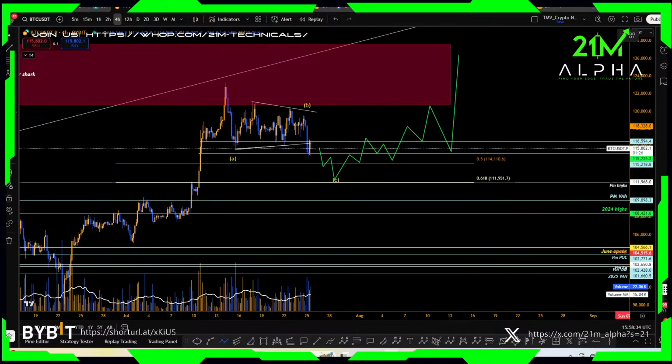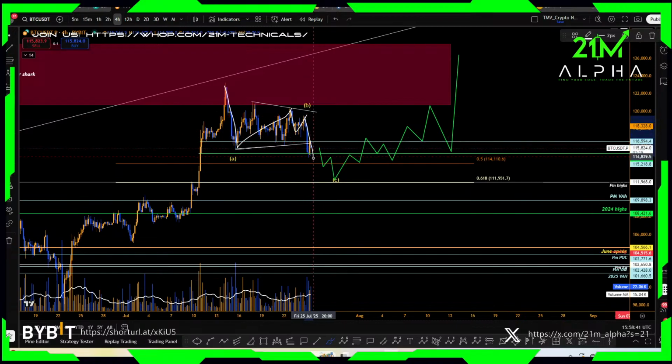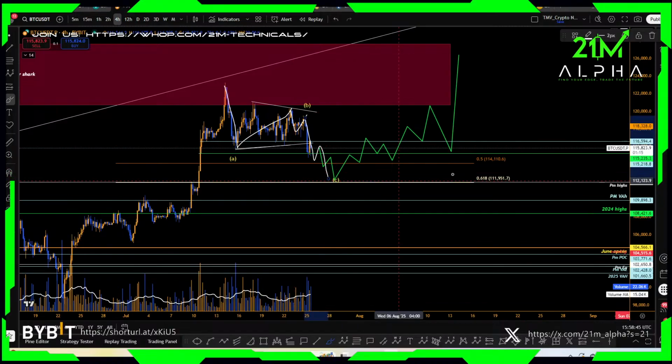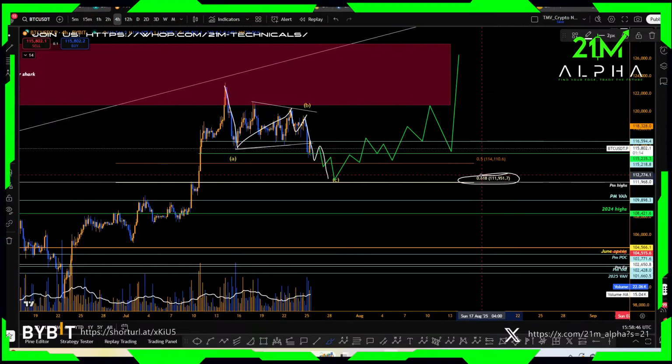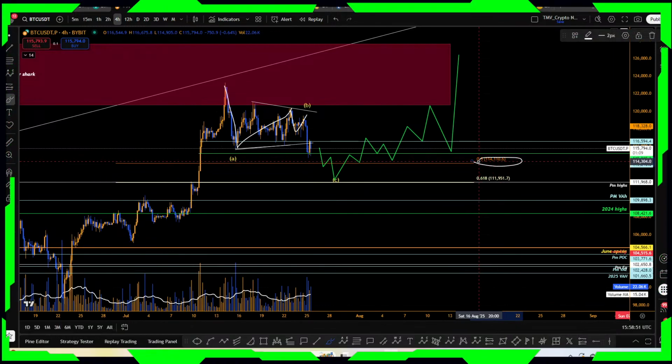As I mentioned, we got a very perfect triangle. Your wave A, your wave B over here, 1, 2. That's your wave 3 here, 4, and that's going to be a wave 5 somewhere around 111,951. That's a very perfect entry. You can even front run around 114k.